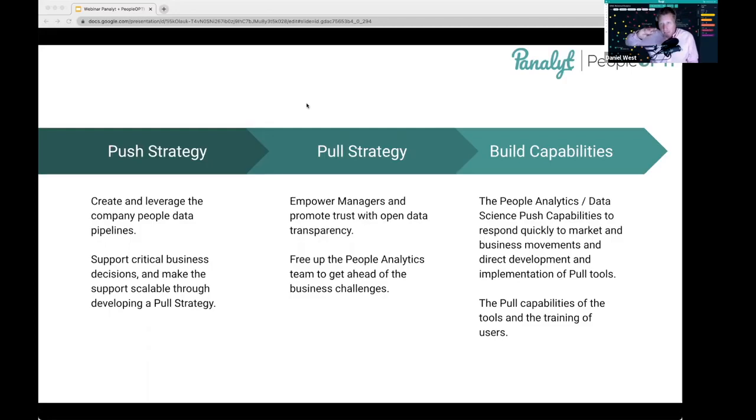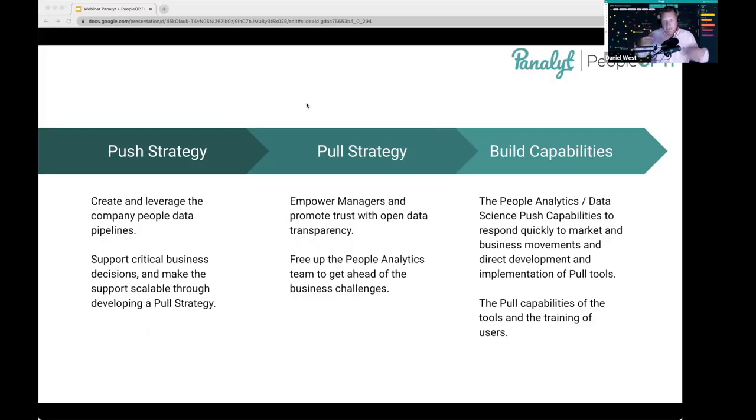But then you move on to a pull strategy with that piece of content, with that insight, and automate it, democratize it, empower managers by promoting trust. You're trusting them with the data. So data transparency breeds trust, which breeds ownership. And you're also freeing up the people analytics team to focus on the next challenge rather than having to keep repeating the same piece of analysis. And that allows you to build your capabilities on an ongoing basis.